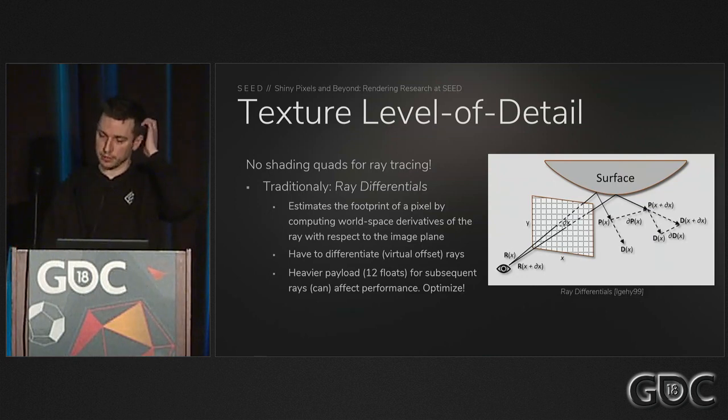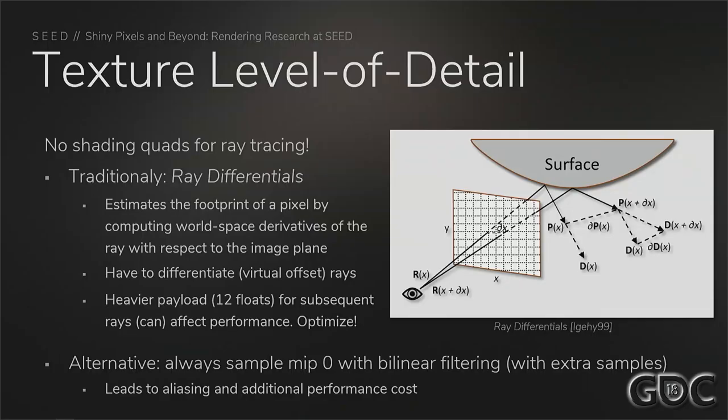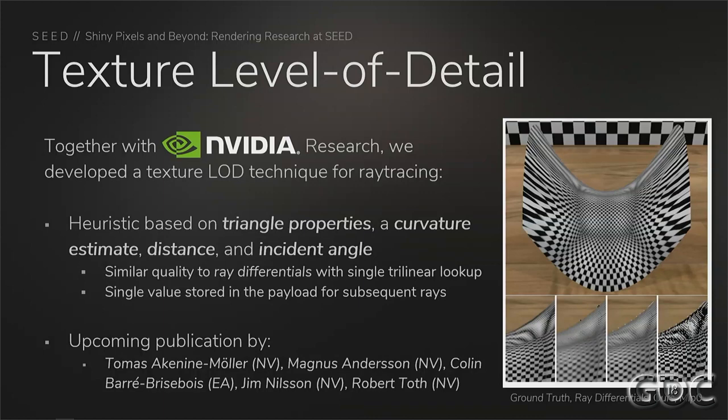So traditionally, this is handled with ray differentials. But the thing is, computing ray differentials requires differentiating all the elements in the equation for virtual offset rays on the triangle plane and storing this data in the payload. And obviously, that's not free, especially over time for subsequent rays. And so an alternative is to always sample MIP0 and do more samples, but that leads to aliasing and additional performance costs. And so together with Aaron's team and Tomas Akenine-Möller at the group in Sweden, we developed a texture LOD technique for real-time ray tracing.